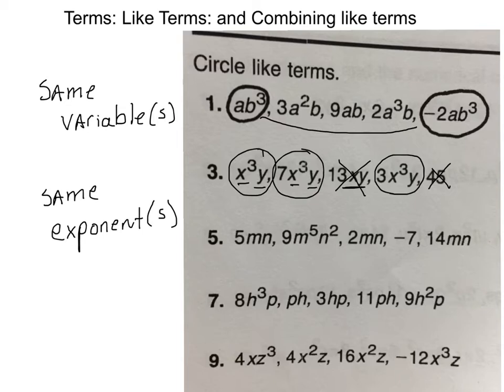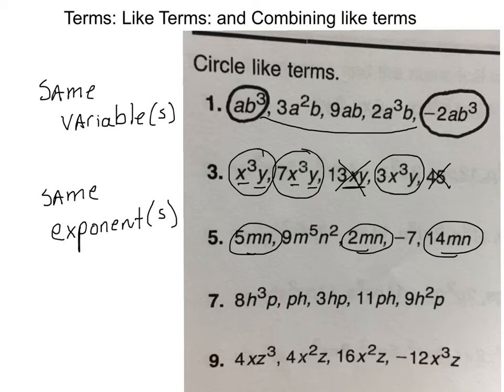And so when we look at number 5, this has mn. This has m to the 5th n squared, so these aren't like terms. This has mn, doesn't it? And this one has mn. So those are all like terms. This one, 5mn, 2mn, and 14mn are all like terms.